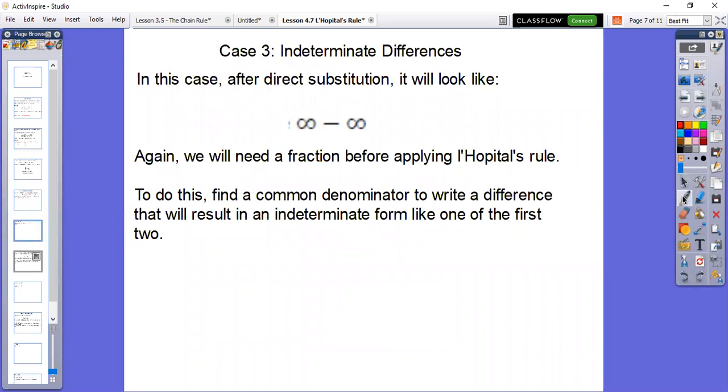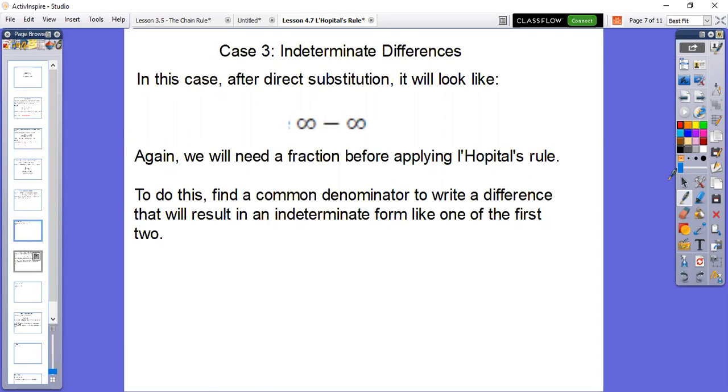Now we're going to look at our third case, which is indeterminate differences. For indeterminate differences, after direct substitution, we're going to have infinity minus infinity. Basically, we're going to have two infinities whose difference should be 0 based on what we know about regular mathematical operations. But because infinity is kind of a concept instead of a number, we are not positive what it's actually going to be equal to.